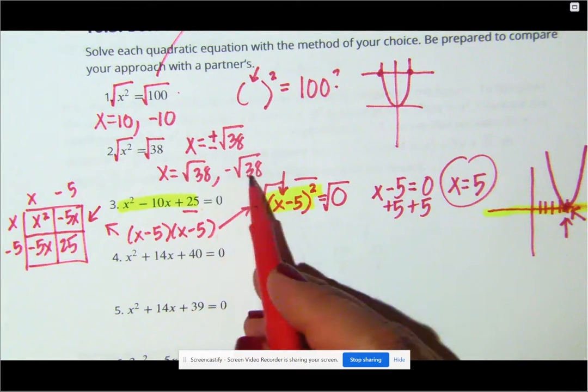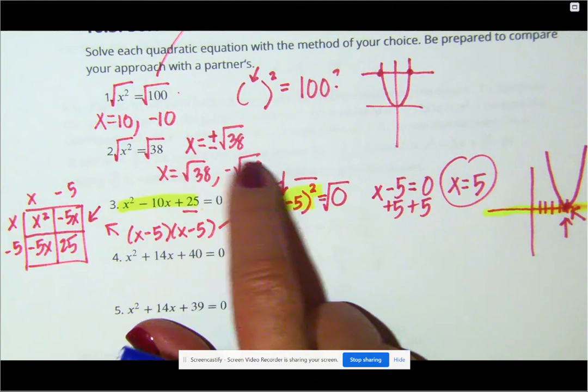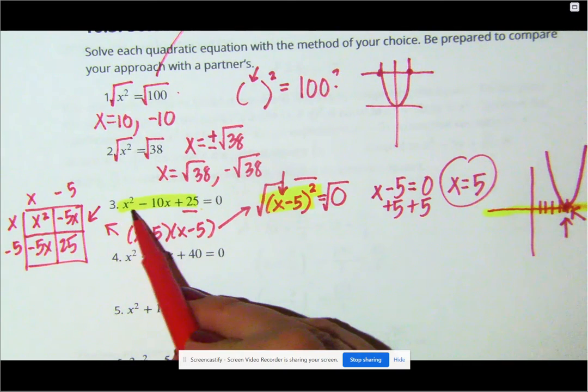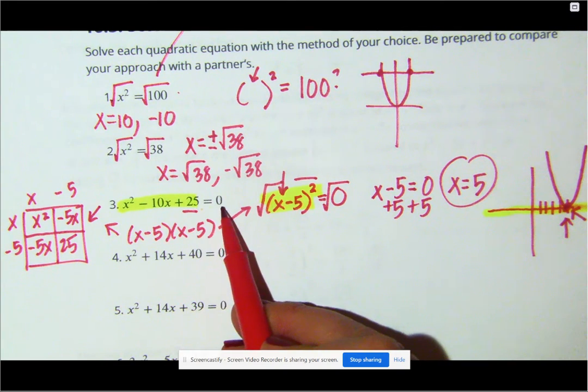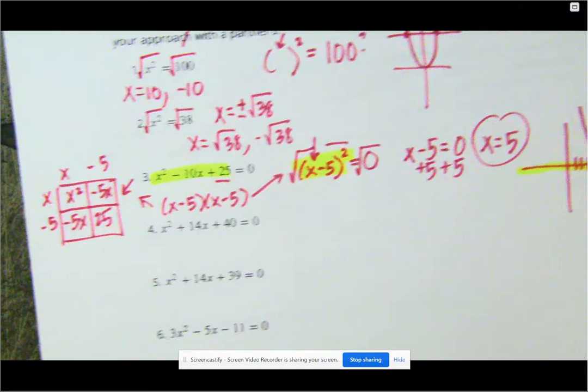You could go to Desmos and do this. You wouldn't be able to write the decimal answer. You'd have to know to write it in radical form. And this one, technically, you could go to Desmos and type that whole thing in and look when it touches 0, and you would see it touches at 5. Okay? All right, the fourth problem.